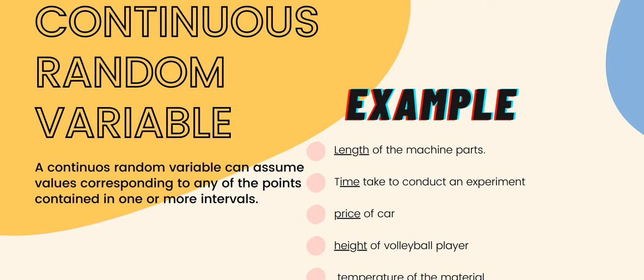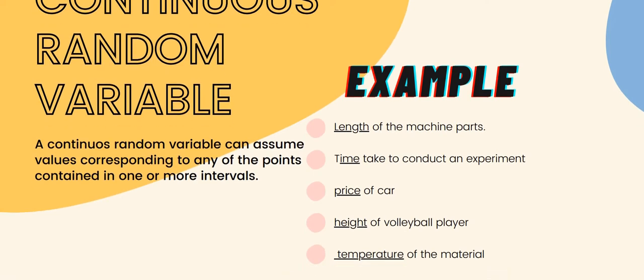A continuous random variable, we can assume that the values correspond to any of the points contained in one or more intervals. Or in an easy way to understand, continuous is a variable whose values we measure but cannot count each one of them. Maksudnya, it must have a decimal. It's continuous. Here I give you examples.